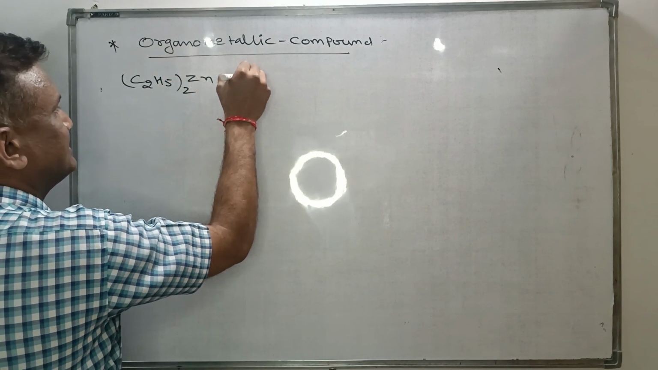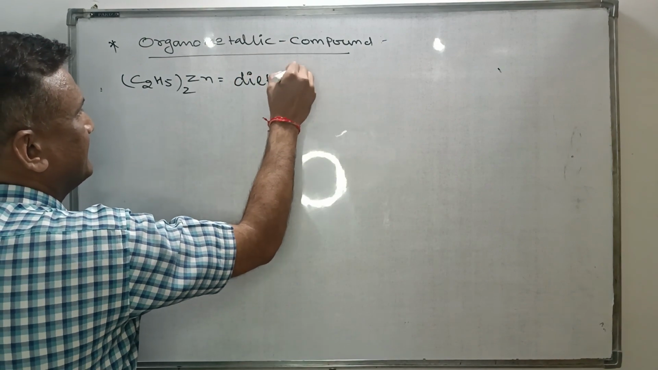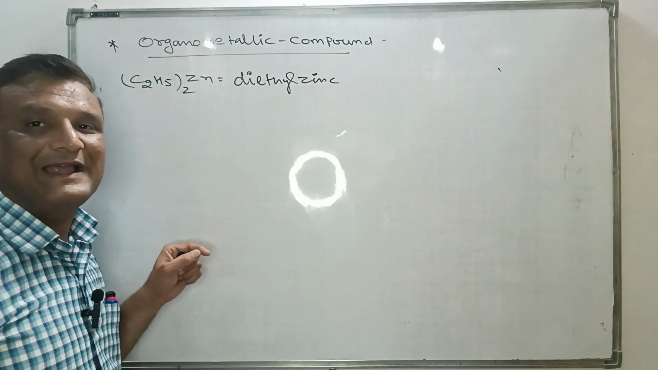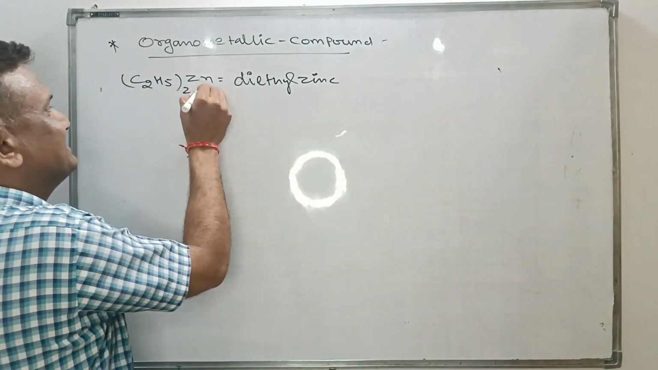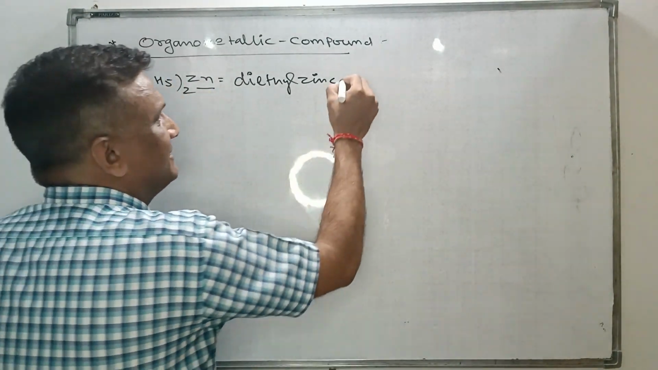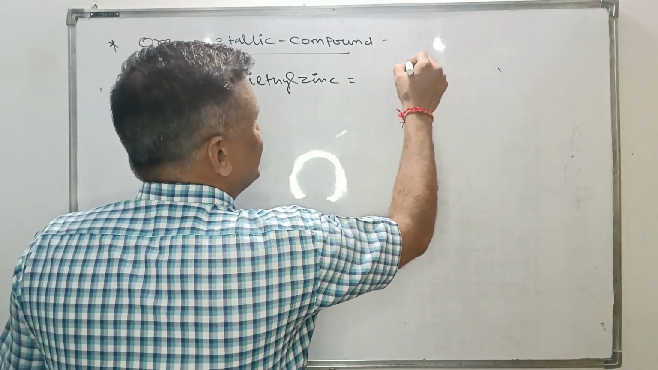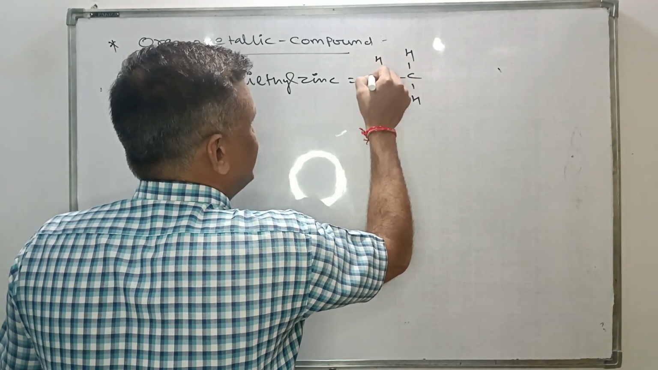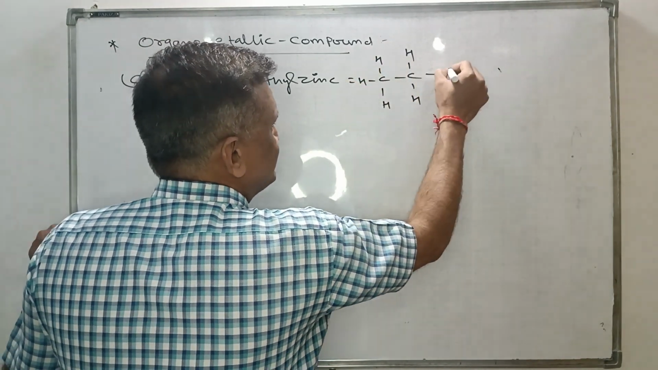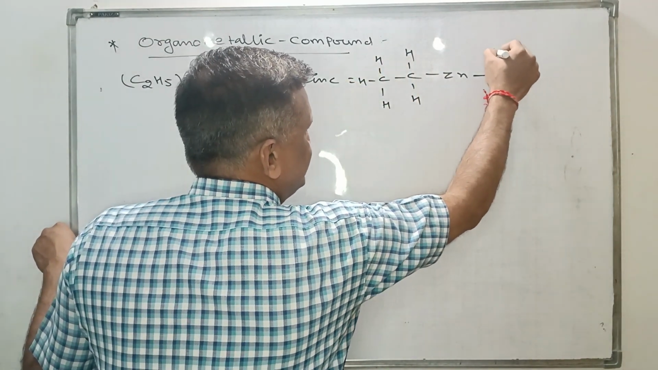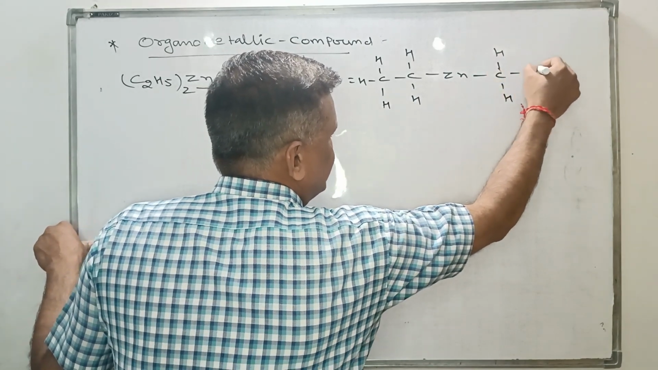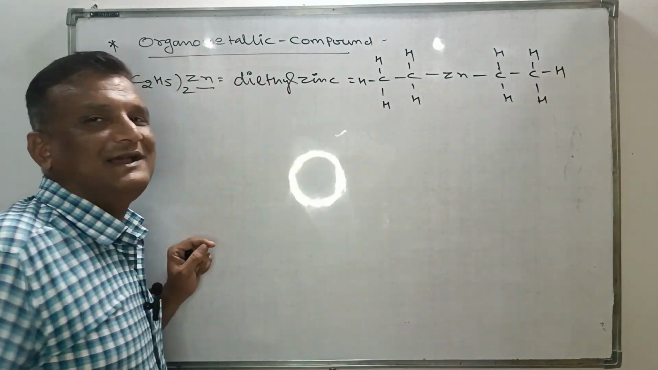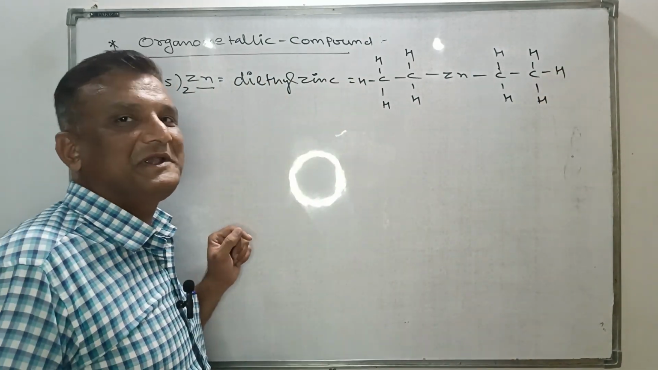It is also called diethyl zinc, or you can say Franklin's reagent. You can see Zn is a d block element, but it exists with sigma bonds like this: CH3, Zn, CH2, CH3. Due to having sigma bonds, it is called a sigma bonded organometallic compound.